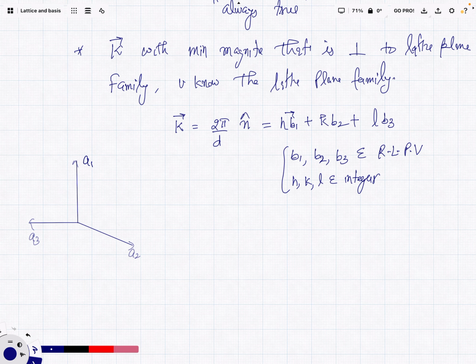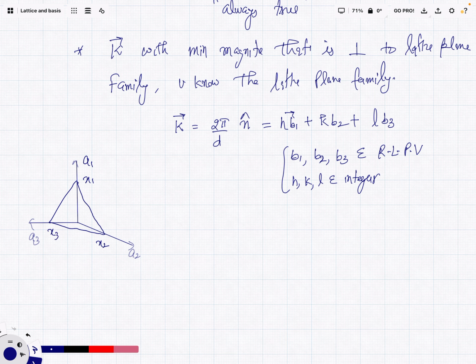Any family of planes that I'm talking about will cut these direct lattice axes somewhere. Either it will cut or it will not cut. If it doesn't cut, I will say it cuts at infinity. So let me say there is a cut at x1, a cut at x2, and a cut at x3.